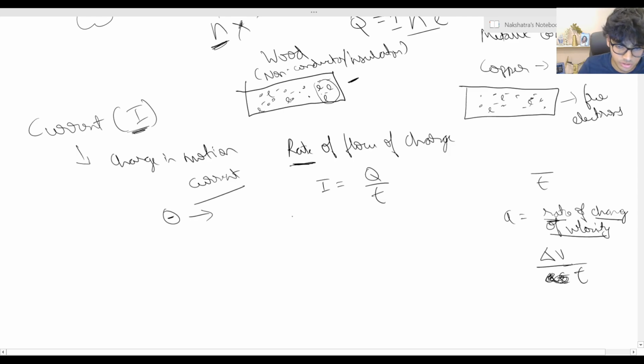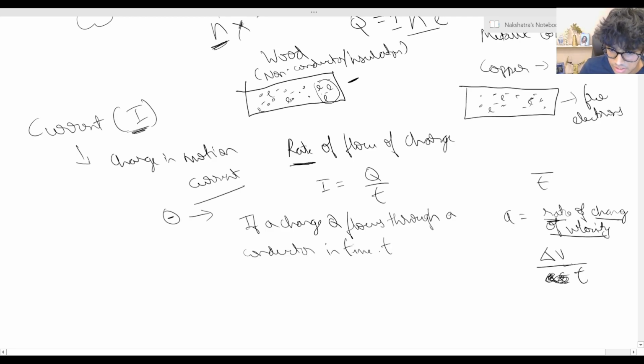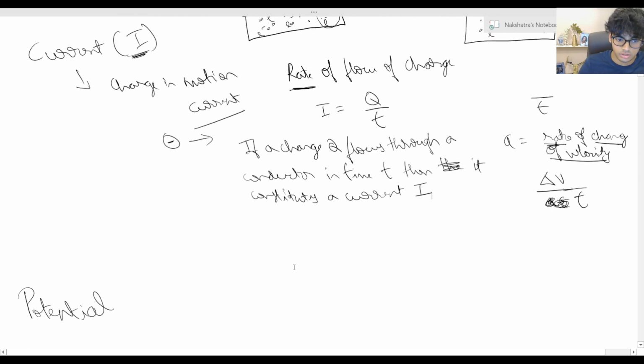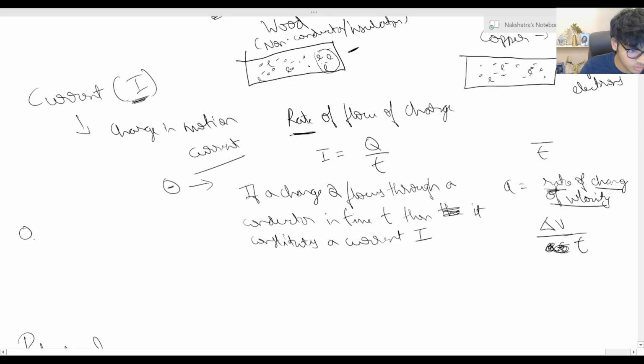But how does this make sense? If we put everything together, we'll say that if a charge Q flows through a conductor in time t, then it constitutes a current I. Okay, so if a charge Q flows through a conductor in time t, then it constitutes a current I.